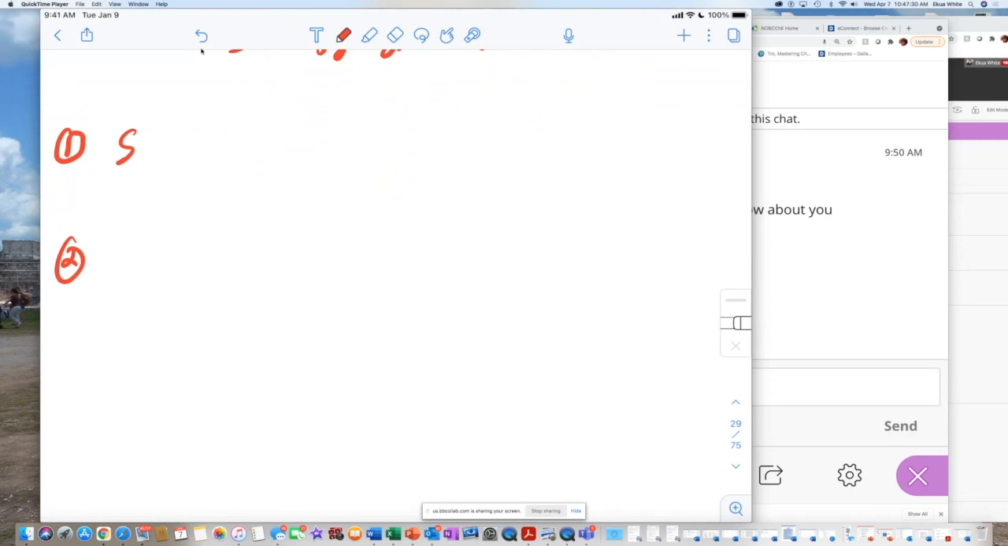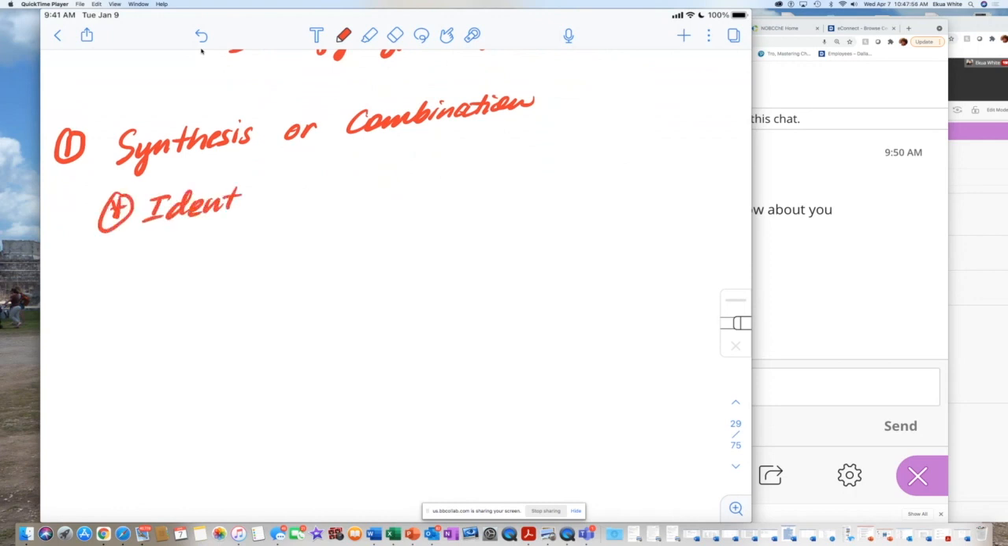We cover synthesis or combination. Okay, let me give myself some room. Synthesis or combination. This is the kind of reaction where you identify a synthesis. So this is what we notice, right? I call this the identifier. Okay, this is not a very good term. How about characteristic? Characteristics.